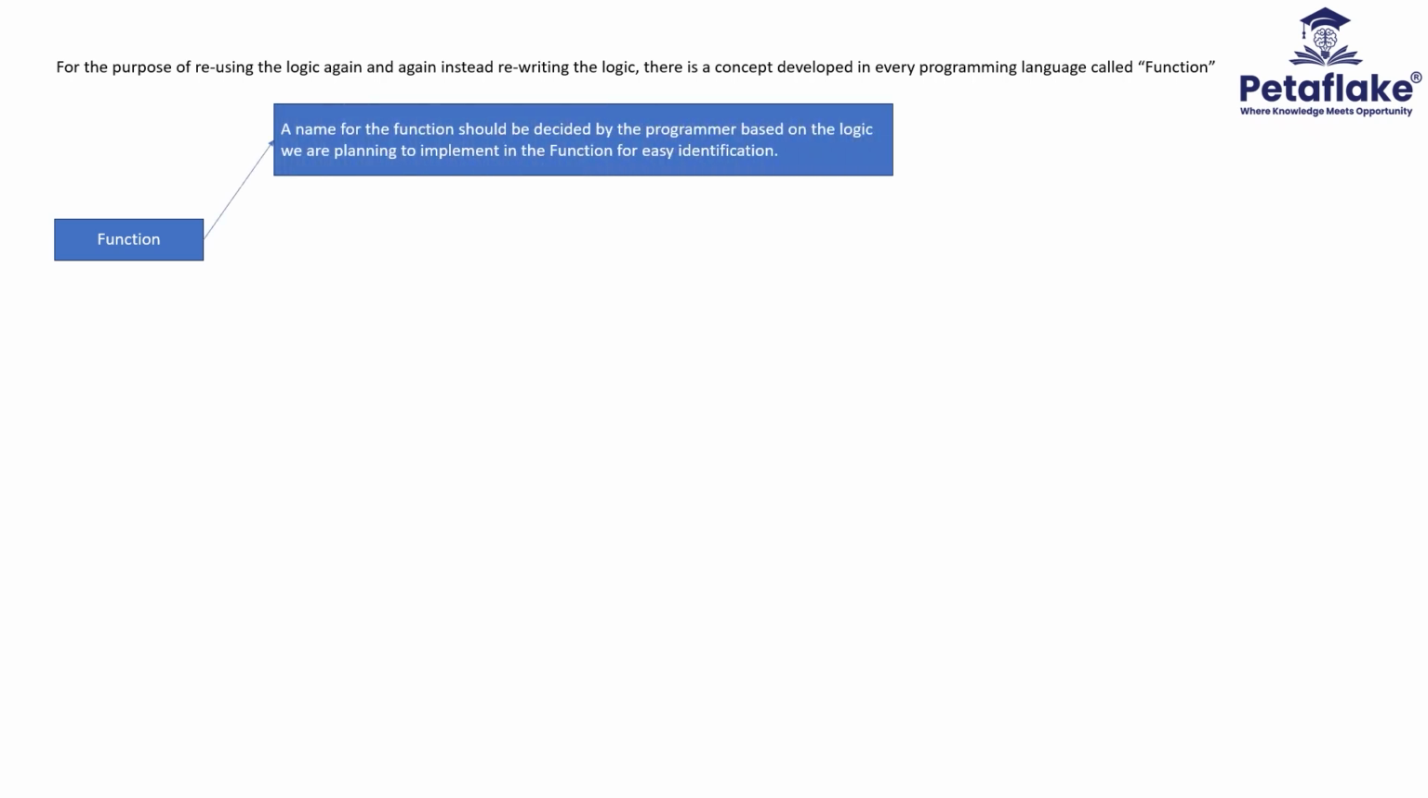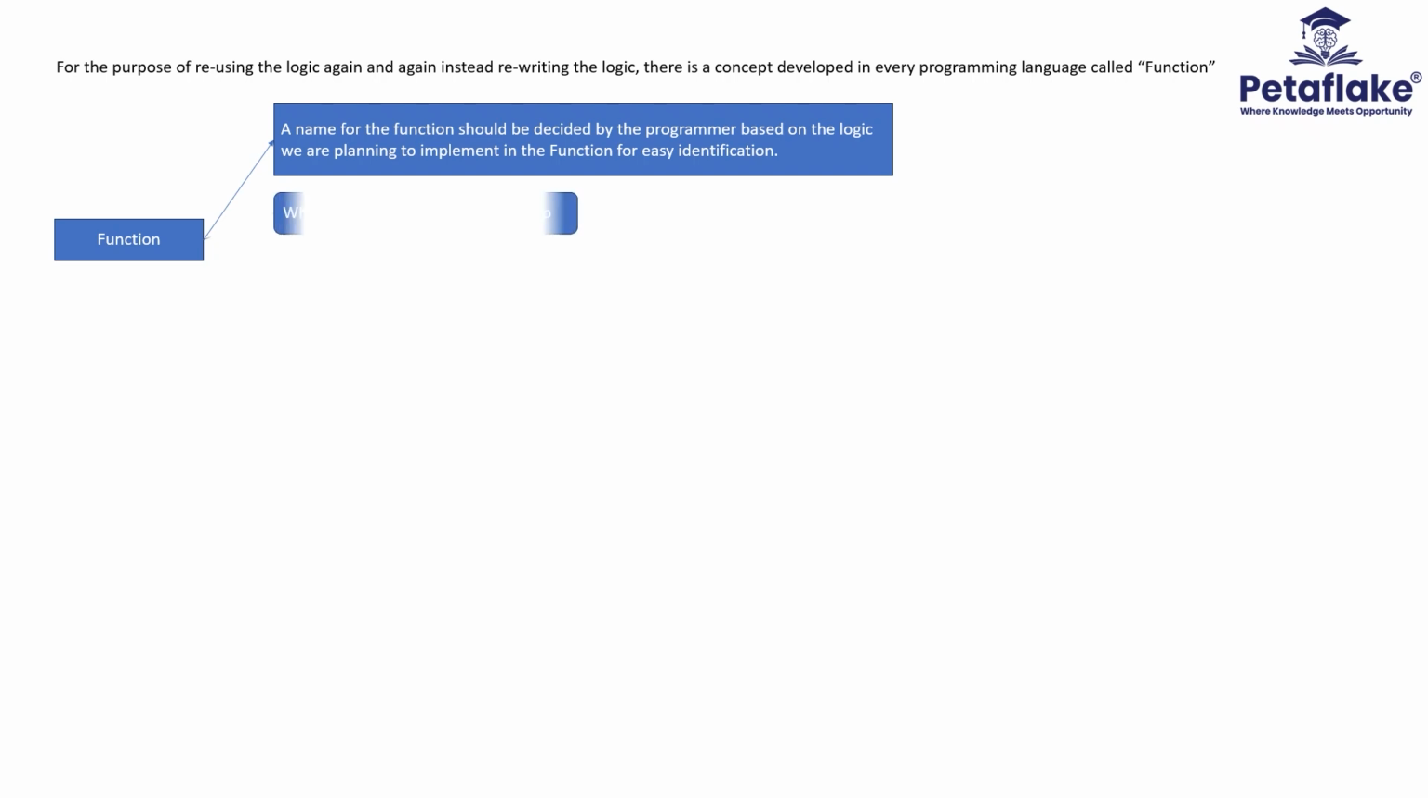For this purpose of eliminating the repeated code and providing a facility of passing the values dynamically to the calculation, a concept called function is developed in every programming language. To create a function, we should be clear with 4 things. The first thing is the name of the function. We need to decide a name to the function for easy identification of the logics.